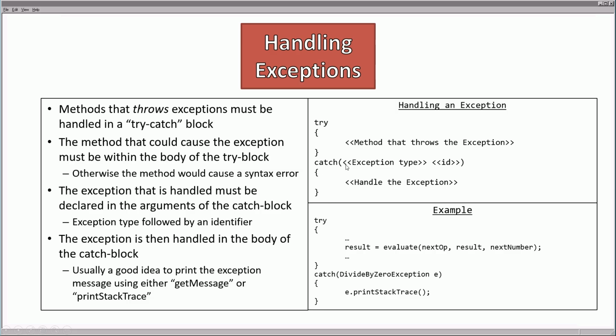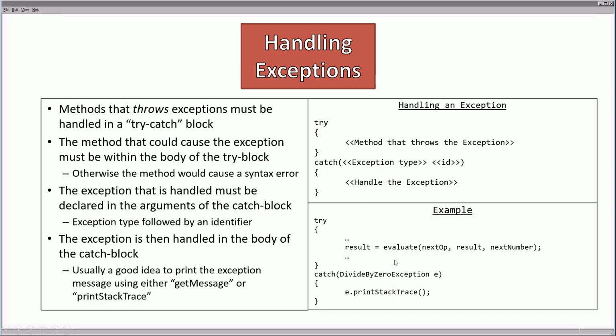Following that, we have the catch, which then has some arguments. Inside the arguments, what we do is declare a new exception type followed by an identifier. Because remember, once again, exceptions are objects. When we throw, we construct a new instance of that type of exception, which is caught right here. The exception is then handled in the body of the catch block. What I recommend is it's usually a good idea to print the exception message, either by using the method getMessage or the method printStackTrace.